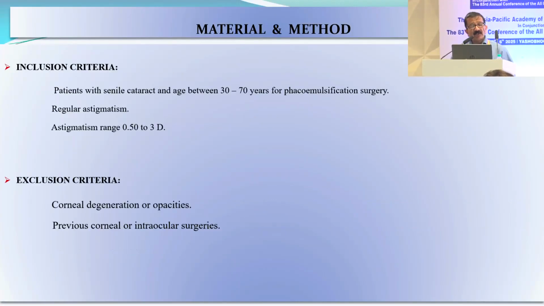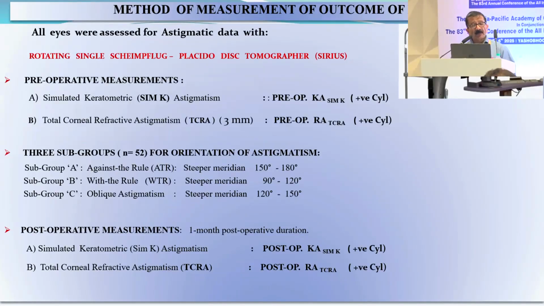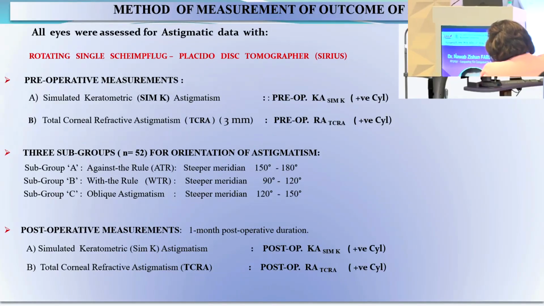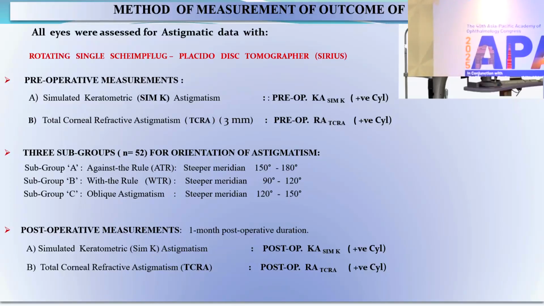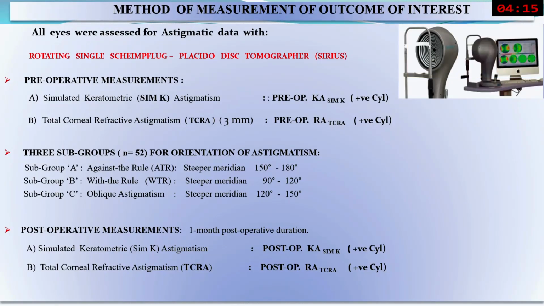The patients with senile cataract with regular astigmatism were included in the study, and a 2.8 mm triplane clear corneal incision was constructed at the keratometric steep meridian. Now, all the astigmatism data at 3 mm was obtained on a rotating Scheimpflug Pentacam tomographer, and it was divided into 3 groups of ATR, WTR, and oblique astigmatism.